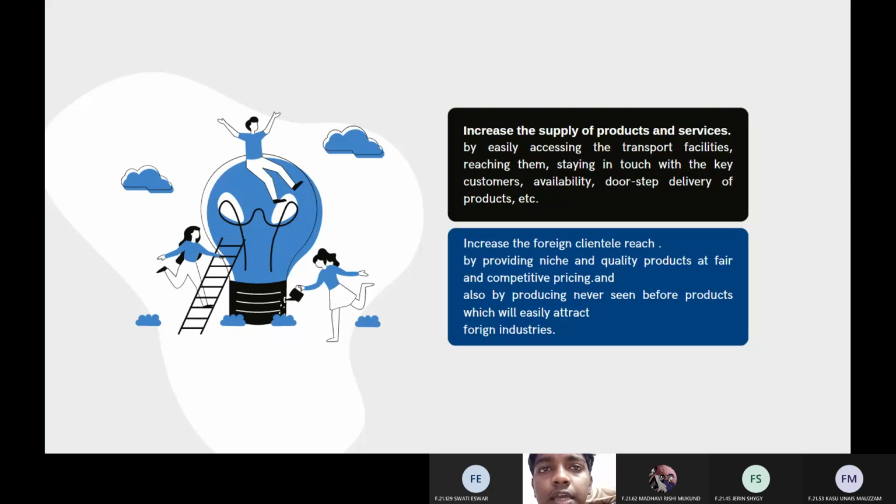First, increase the supply of products and services. When we keep in touch with the customers, the supply can be increased, and if we improve our service, then the supply can be increased even more. For example, by providing doorstep delivery of products and always being available for the customers, we can increase the supply of products and services. Second, increase the foreign clientele reach. A business can increase its foreign clientele reach by increasing its export services. It can also be increased by providing quality products at fair and competitive pricing.